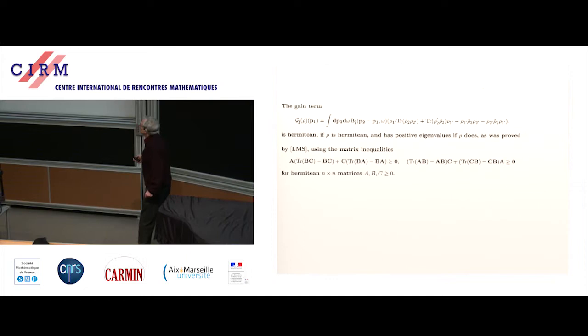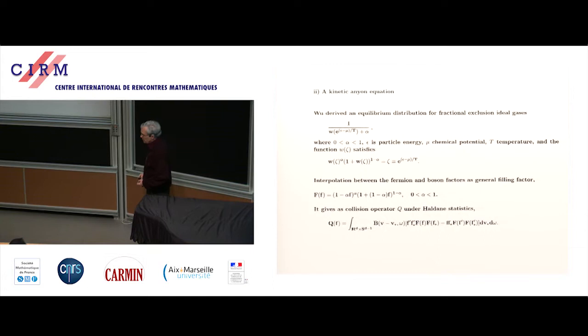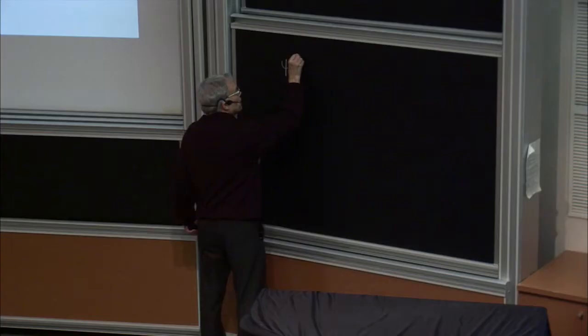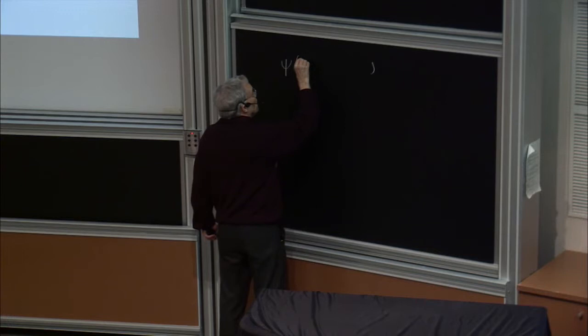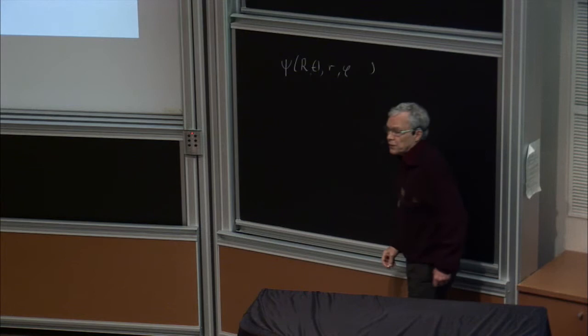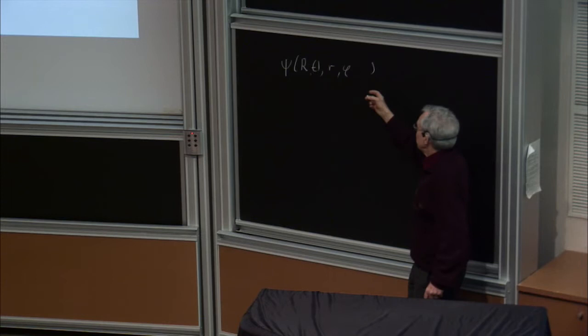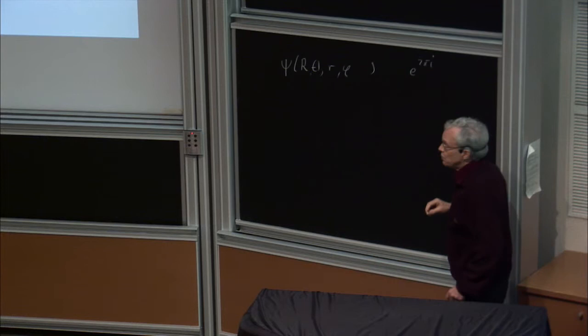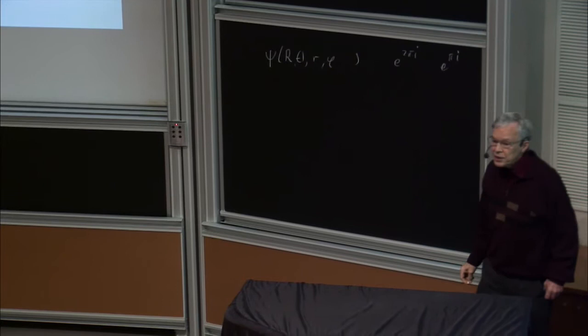The second example will be a kinetic anyon equation. So let's recall what anyons are. You take 2 quantum particles, identical, and look at their wave function in terms of center of mass coordinates and relative coordinates. Now, if the particles are bosons and you switch them, that is, you change phi to phi plus pi, then you get the factor 1 in front. If the particles are fermions, you get a factor minus 1. And in 3 and more dimensions, these are the only possibilities.